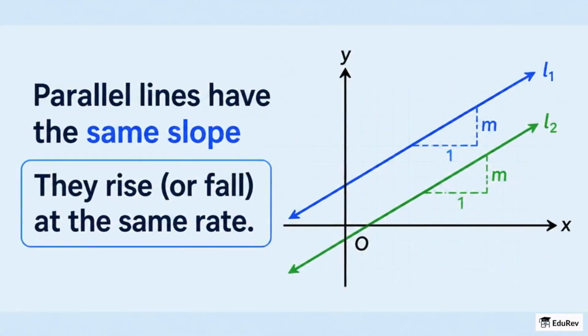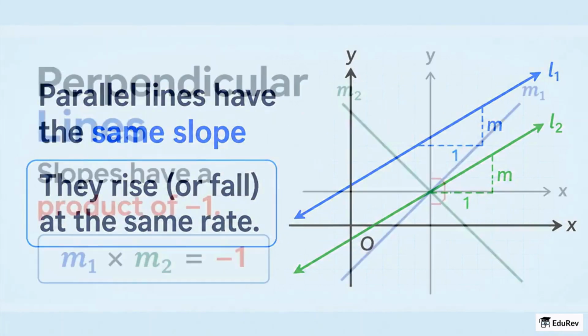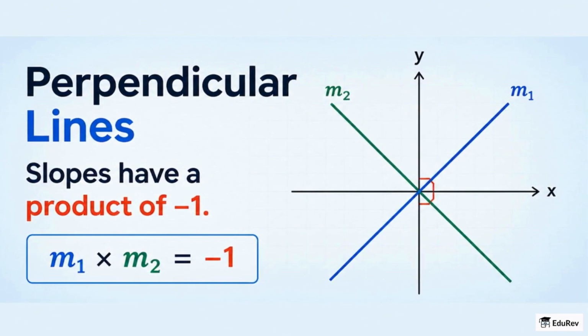Now two lines are parallel when their slopes are equal because they rise or fall at the same rate. Two lines are perpendicular when the product of their slopes equals -1. That is, m1 times m2 equals -1.